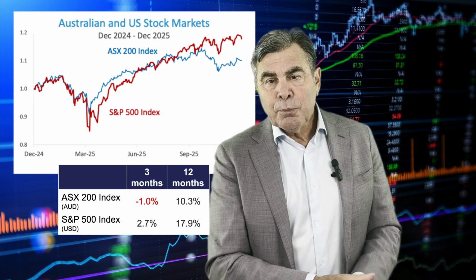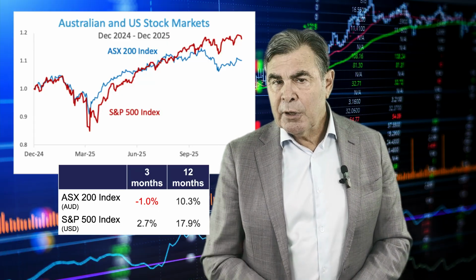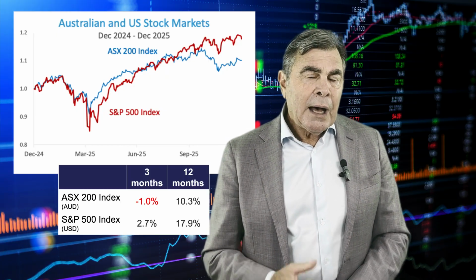Now, in Australia, you can see that while the US and Australia were pretty much correlated throughout the year, when the wobbles happened in November, while the US recovered, Australia did not. Australia kept going down. So the Australian market down -1% for the quarter and up, though, a very healthy 10% for the year. Keep in mind that 10% is greater than the long-term average of the Australian market. So all in all, not a bad year.